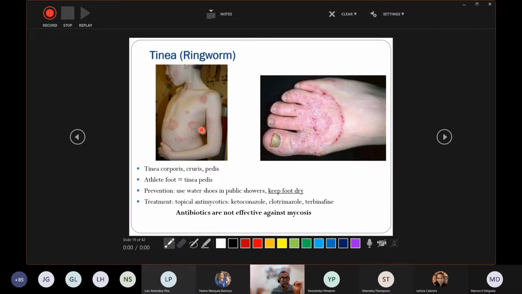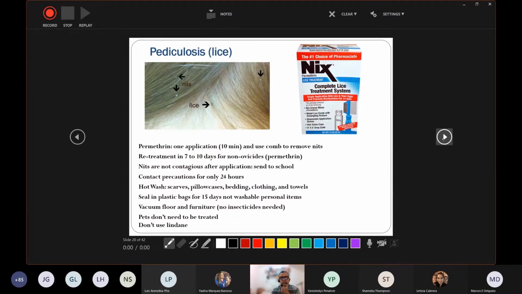And remember that antibiotics are not useful for this. We use antimycotic medication. The prototype antimycotics are the azoles: ketoconazole, clotrimazole, itraconazole, miconazole, all the azoles, okay? So this is the medication, and keeping everything dry.